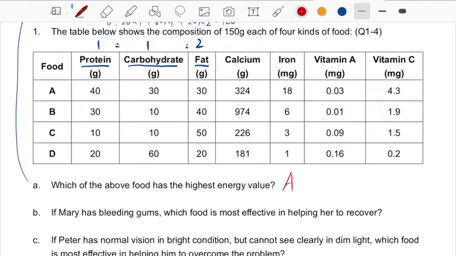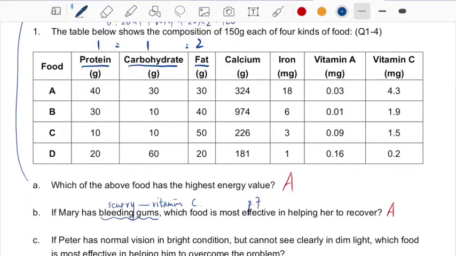Okay, then we move on to the next one. If Mary has bleeding gums, which food is most effective in helping her to recover? If Mary has bleeding gums, that means she suffers from scurvy. So she needs loads of vitamin C in order to recover. Which food among these 4 is rich in vitamin C? If we take a look at this column, we'll find out food A contains the most vitamin C. So again, for this one, we will choose A.